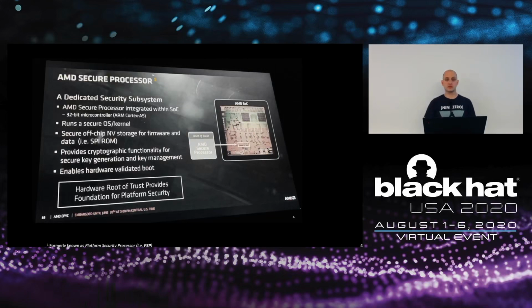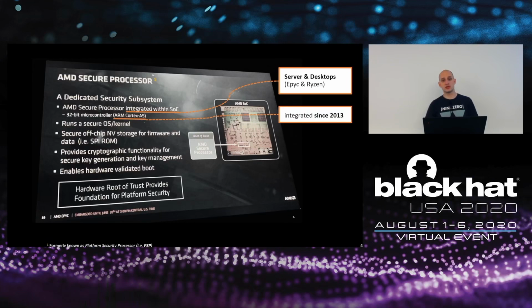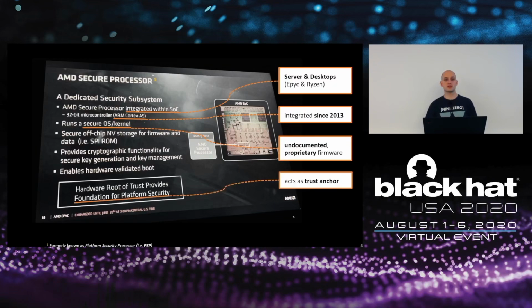So this is a slide I took from an AMD slide deck. And AMD says here that the AMD Secure Processor is an integrated microcontroller integrated into the x86 SoC. It is an ARM Cortex A5, and it is present on both EPYC and Ryzen CPUs. Actually, it has been integrated since 2013, but for our talk, we only concentrate on the PSP of Zen and later generations of AMD CPUs. So it runs an undocumented and proprietary firmware provided by AMD, and the PSP is the root of trust for the whole x86 SoC.